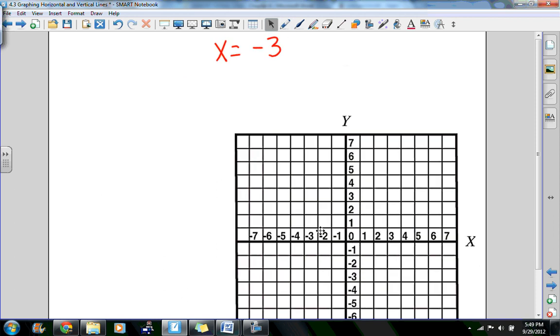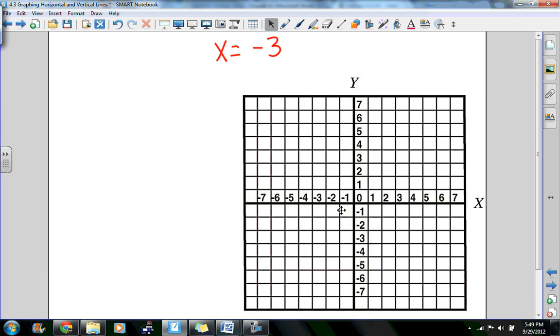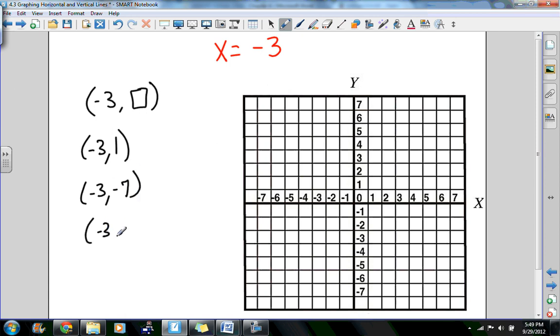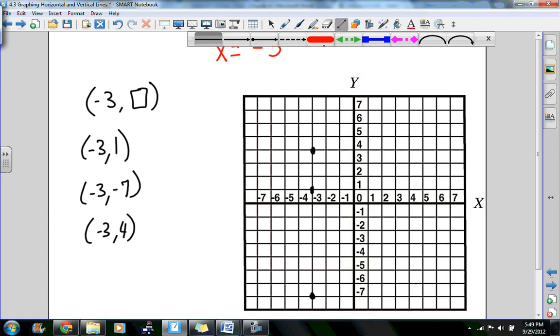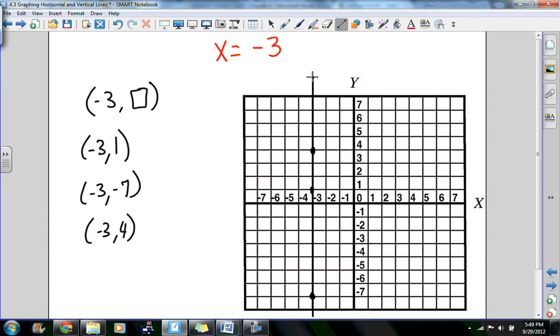So for another graph here, we have x equals -3. And I'm going to do the ordered pair method, but if you can already visualize it, that's great. You can skip ahead a little bit in the video. But that means we're going to make ordered pairs where the first number has to be -3 and the second number has to be anything. So I can do like -3, 1. Or I could do -3, -7. I could do -3, 4. Doesn't matter. Okay, well, -3, 1 would be here. -3, -7 would be down here. And -3, 4 would be here. Well, there's the pattern. It's going to be a vertical line along this axis.